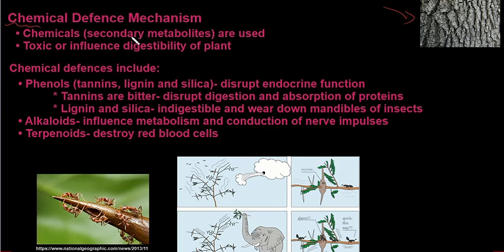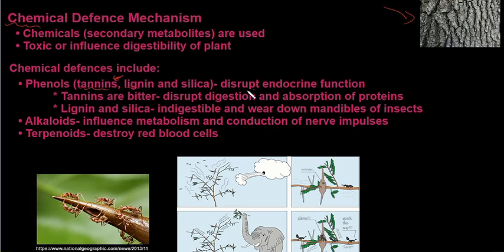So chemicals are secondary metabolites, and they are used either in a toxic influence, so the plant becomes poisonous, or it influences the digestibility of a plant. Now, the chemical defenses here include some chemicals such as tannins. Tannins are what people use to tan leather. It gives wine that bitter taste.